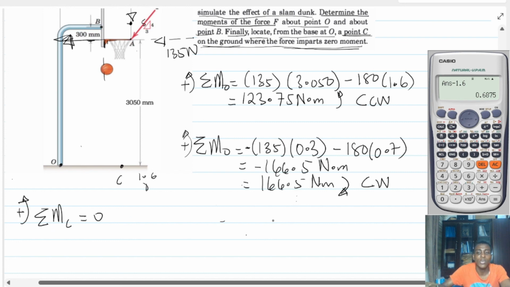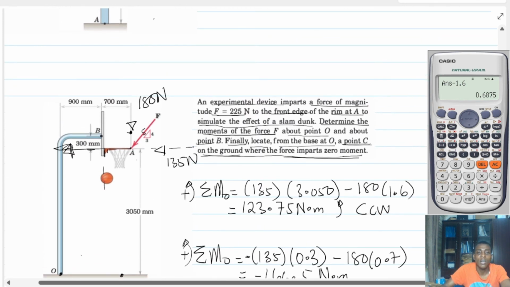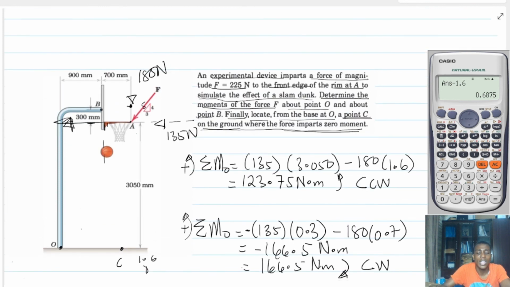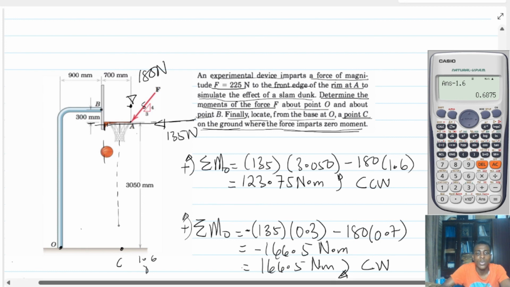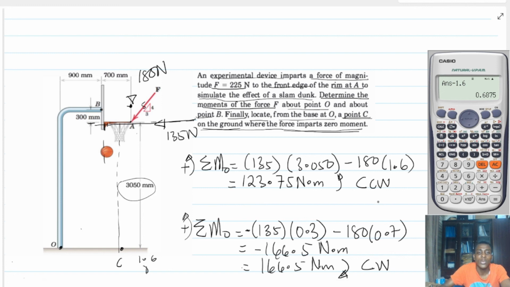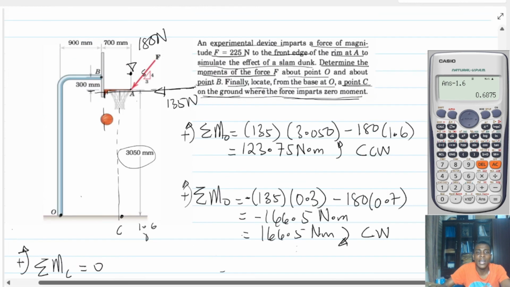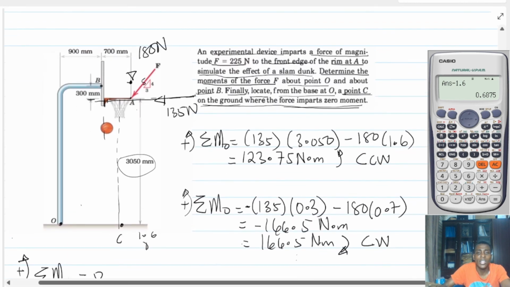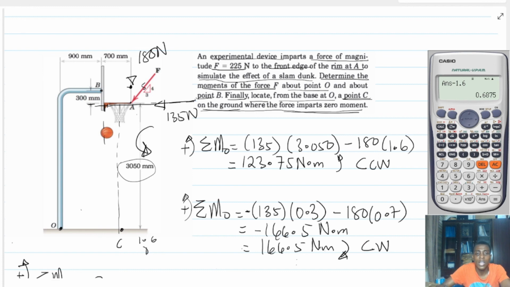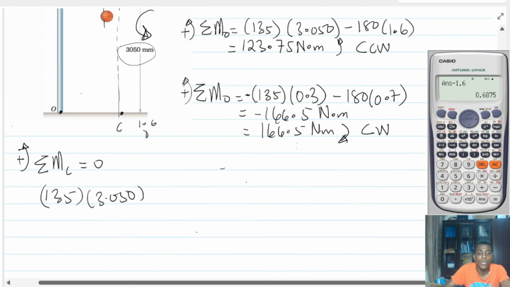So counterclockwise is positive. We want to sum moment of this force about C. Now looking at the line of action of the force, the 135 force is coming this way. So the perpendicular distance will be this distance. And that is what? 3.050 meters. So it's going to be the force, which is 135, and then 3.050. Now it must be noted that this 135 force causes a counterclockwise moment, so it's going to be positive.